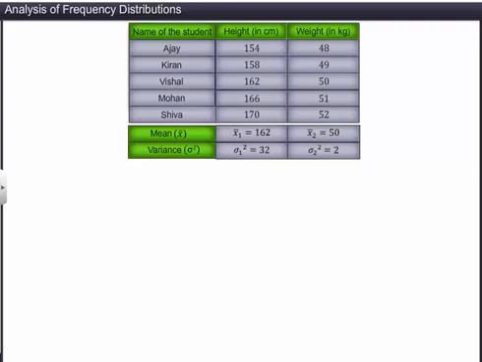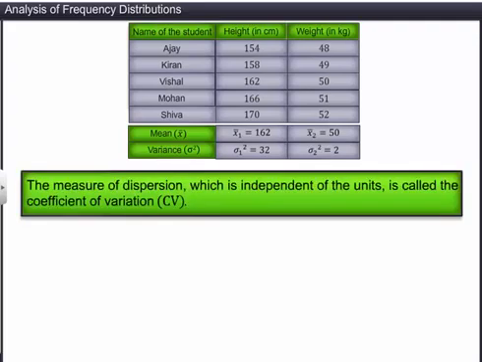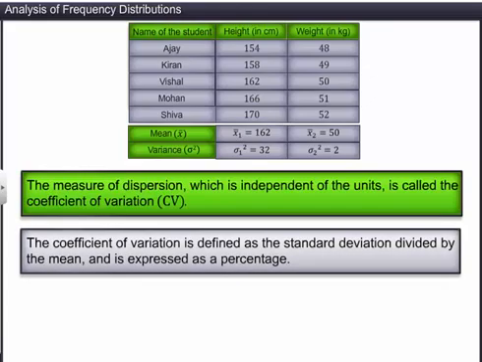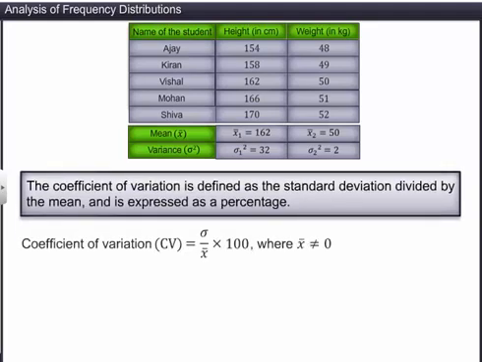The measure of dispersion independent of the units is called the coefficient of variation, or CV. It is defined as the standard deviation divided by the mean, and is expressed as a percentage. Here, sigma is the standard deviation and x bar is the mean.